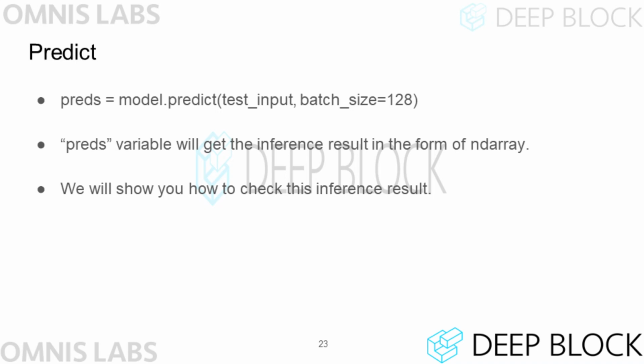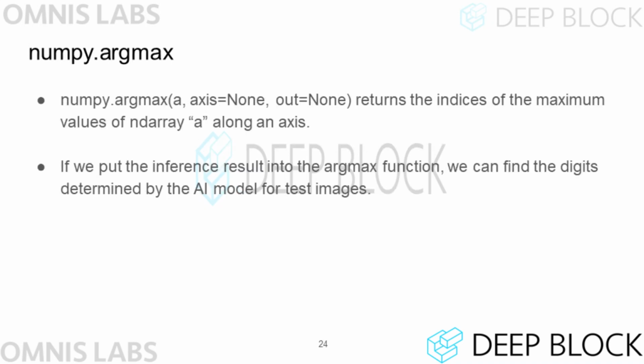By calling model.predict, we can get the inference result from the model for any input. Try adding the following code to your code file. Let's call the predict method using the test input as an argument, and get the inference result in the pred variable. When the predict method is called, it returns an ND array. However, the model we implemented has 10 last activation functions. So when one image is input, the model returns 10 numbers.